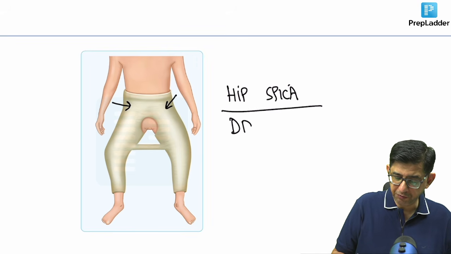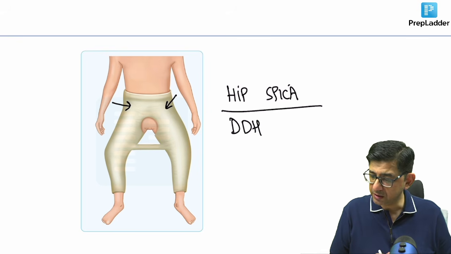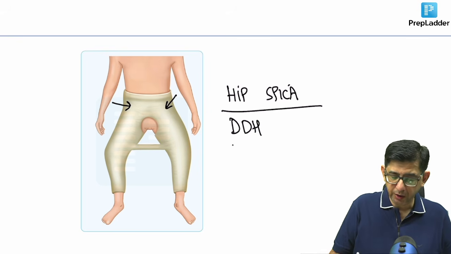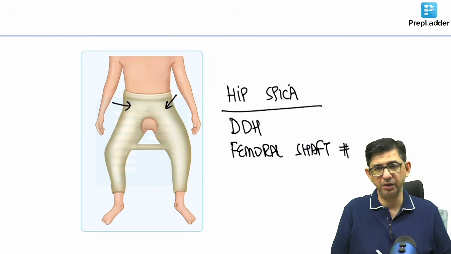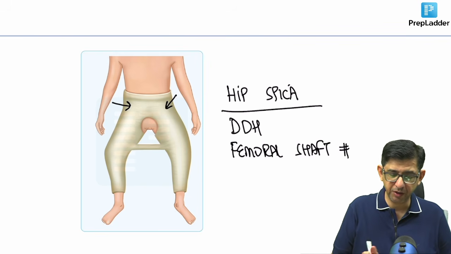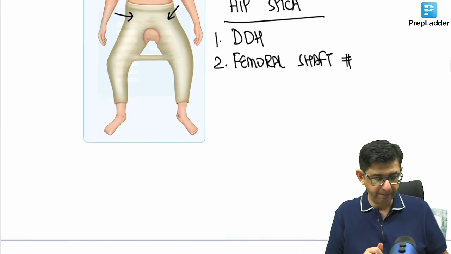Like this, if it's a child, so for DDH, where we use Barlow's test, Ortolani's test, I'll talk about those tests also. And then hip spica can also be used in those patients where there's a femoral shaft fracture, maybe a bilateral femoral shaft fracture has occurred and the person had to undergo open reduction and internal fixation. But the image that I showed you was a cylindrical cast.